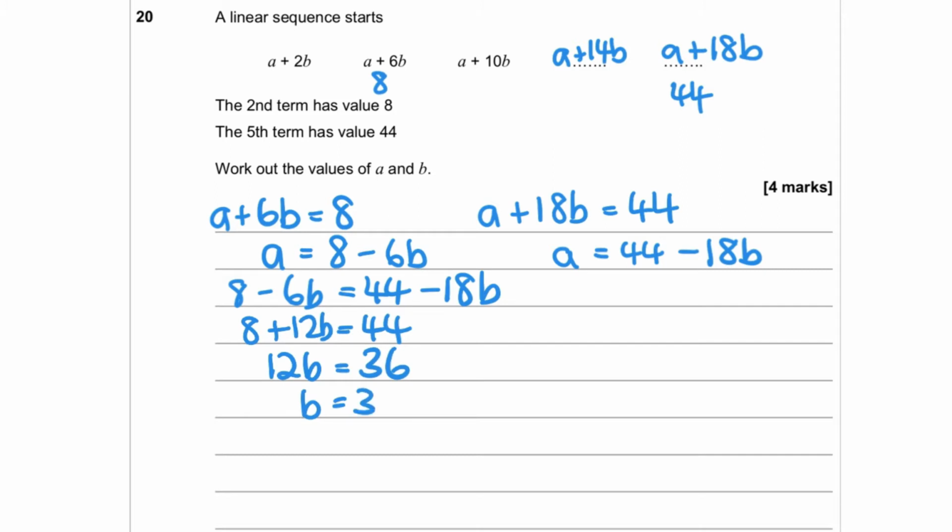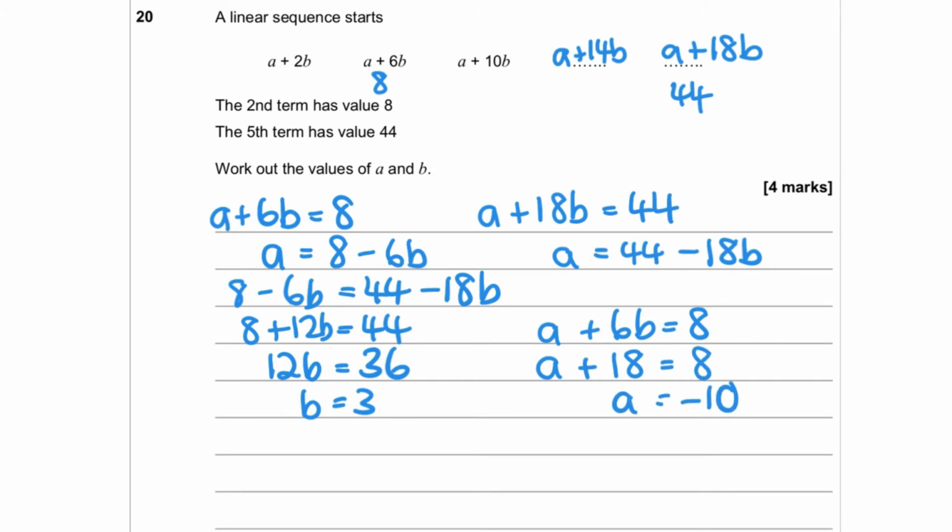So now we can find a value for a. We've got a plus 6b is equal to 8, but we know that b is equal to 3, so that's 8 plus 6 times 3 is 18 is equal to 8, so a must equal minus 10.